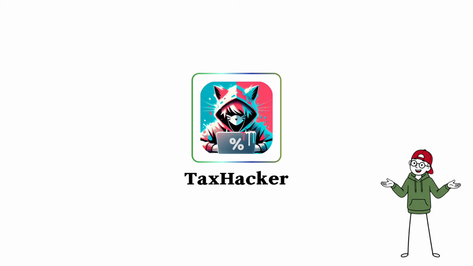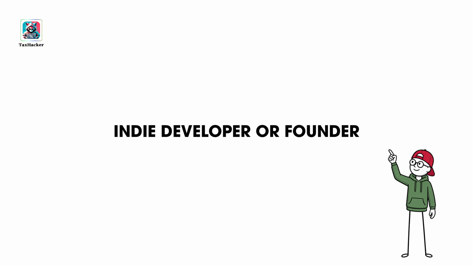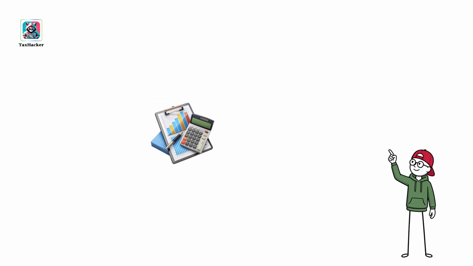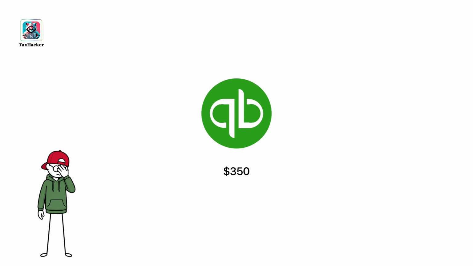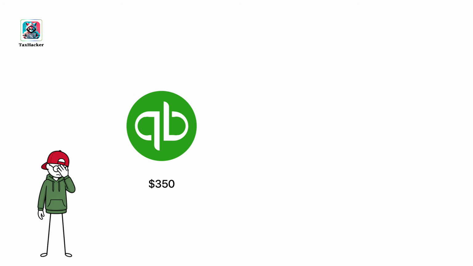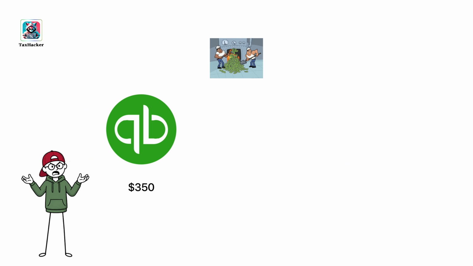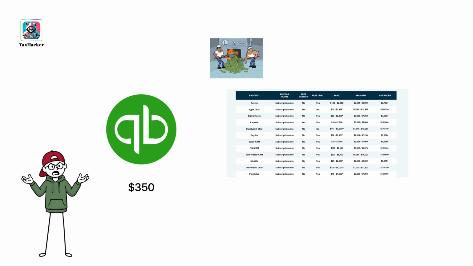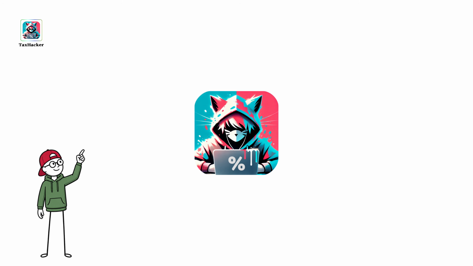TaxHacker. All right, last one. As an indie developer or founder, doing bookkeeping and taxes is a nightmare. Usually, you end up paying $350 a year for QuickBooks. Or you pay an accountant hundreds of dollars an hour just to categorize your software subscriptions and server costs. TaxHacker is a self-hosted AI accounting app built specifically to automate this.